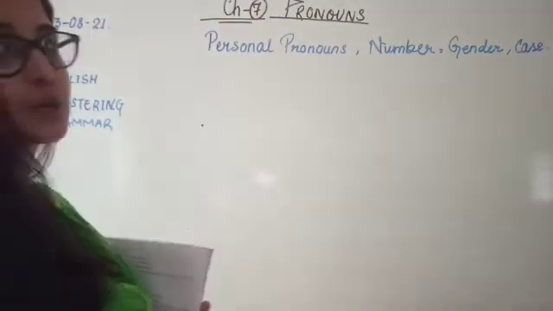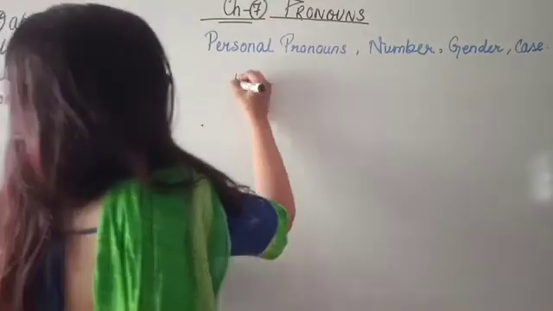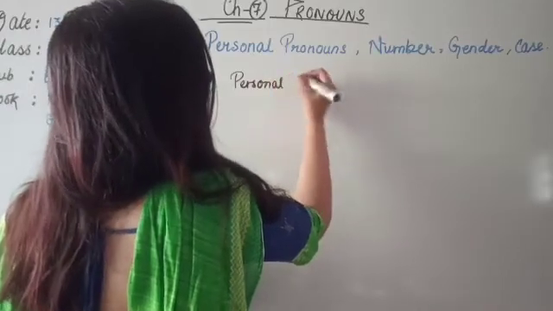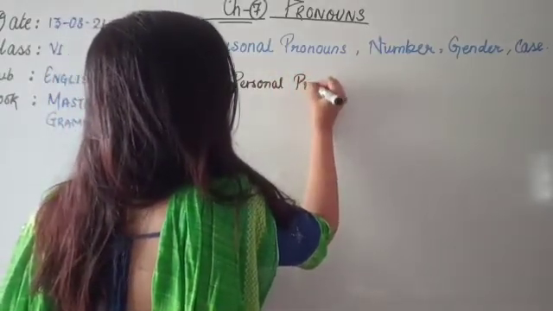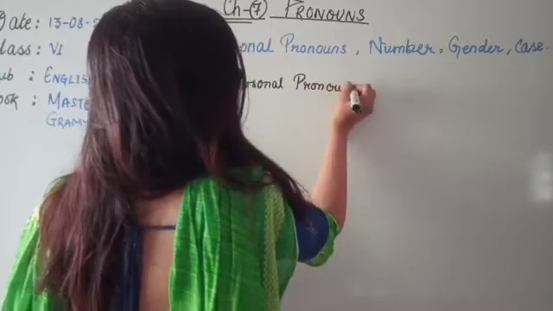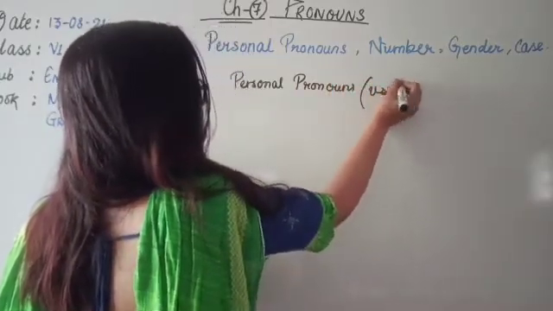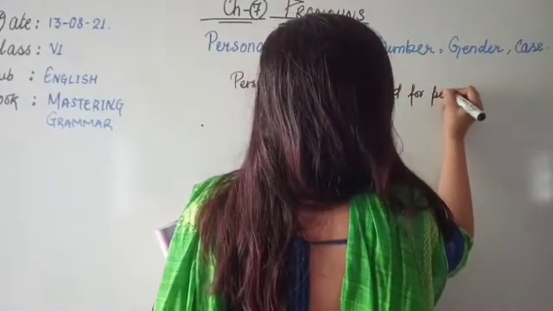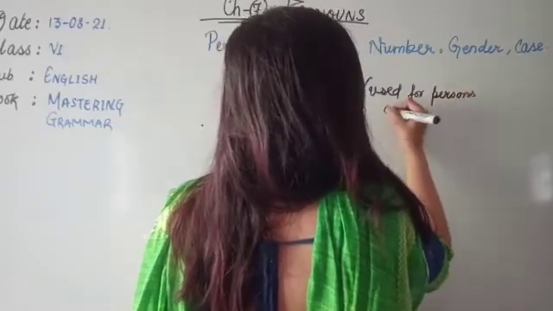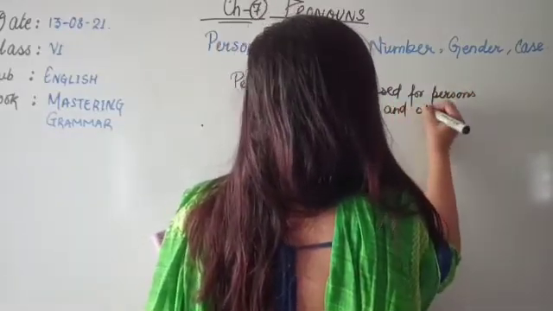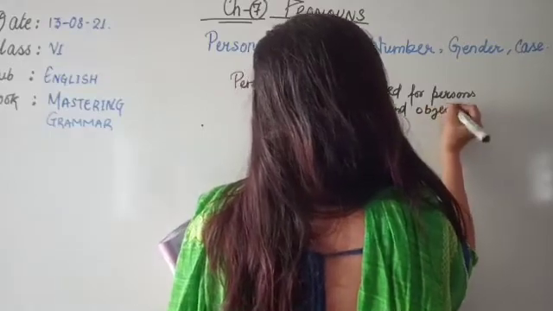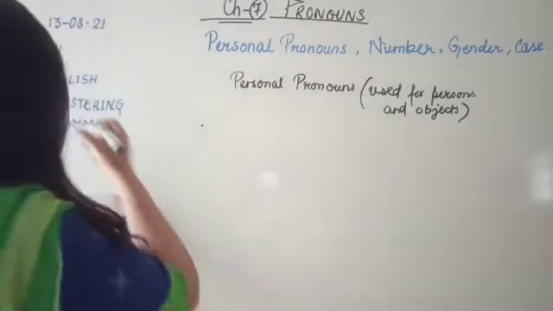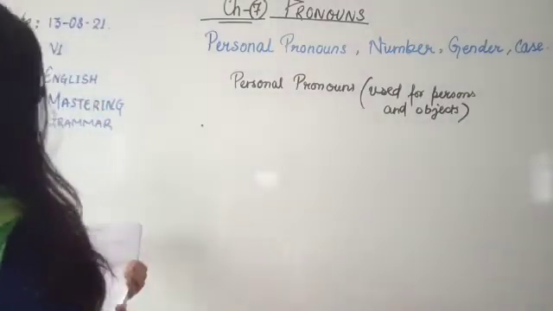So personal pronouns are going to stand for object and person. They are used for persons and objects, actually in place of the names of the persons and objects. Our personal pronouns are, you have it, we will be doing that.